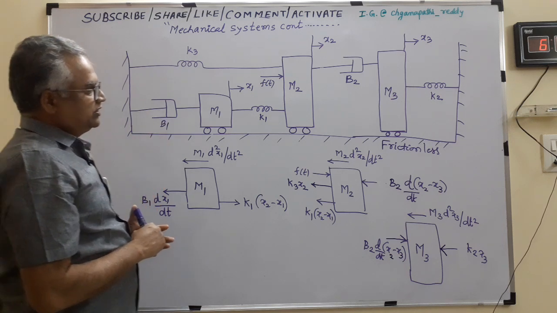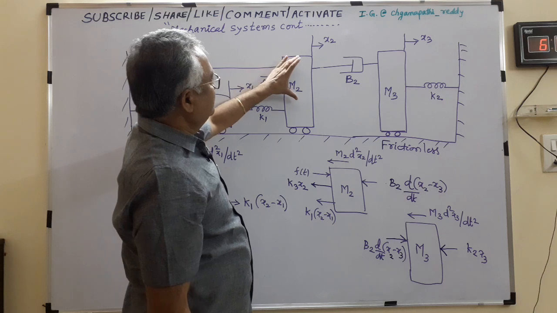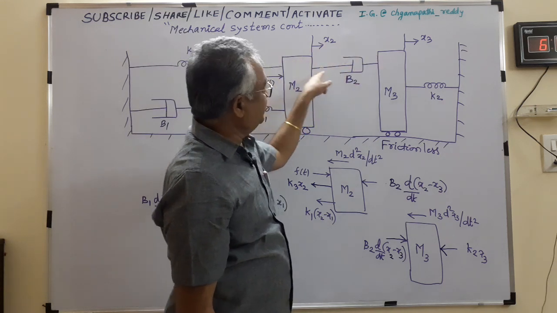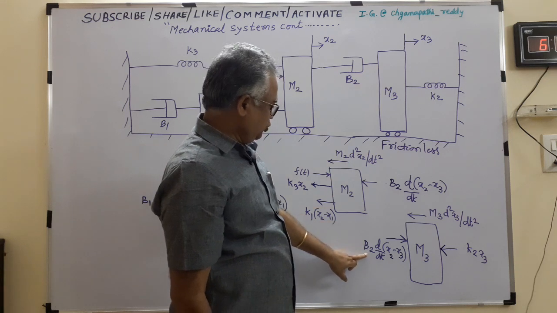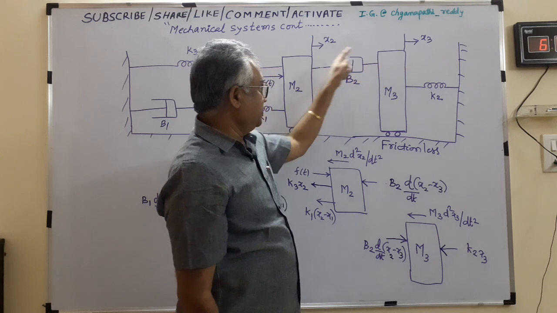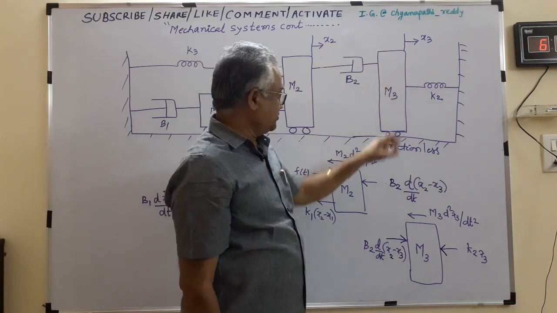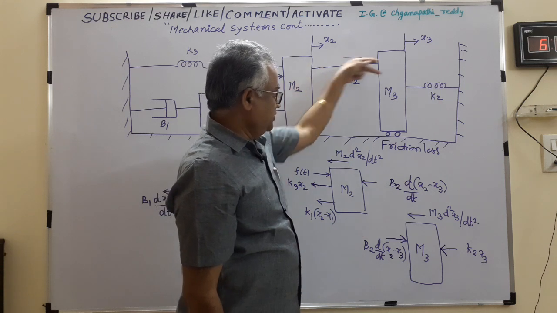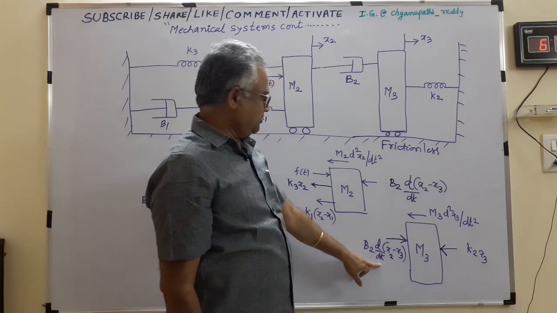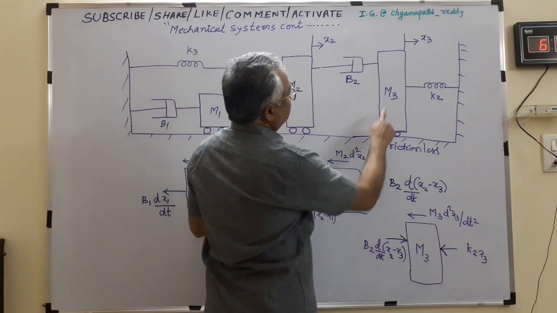Then lastly M3, we are applying force here, so it is moving, so force this side. So what is the force this side? B2 d by dt of X2 minus X3 is the force this side. So that force is trying to move M3 that side, na? This is the force. So this force against what?